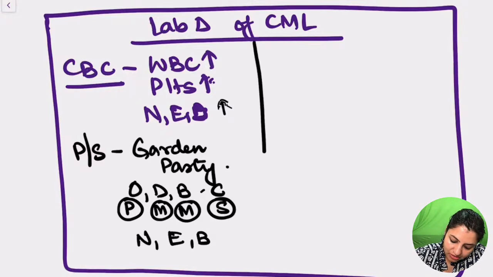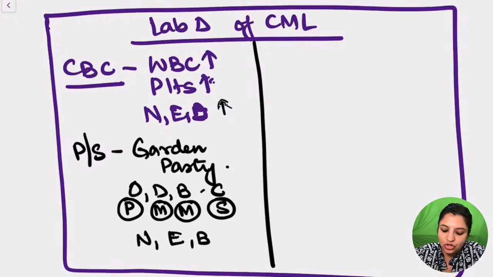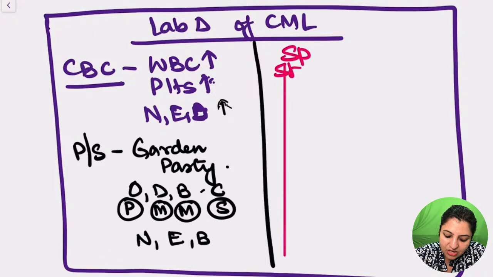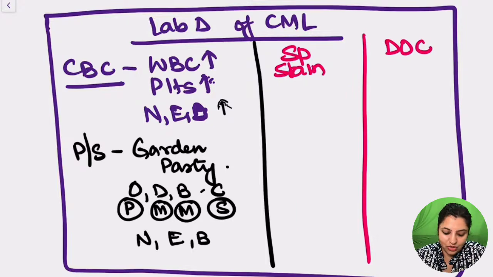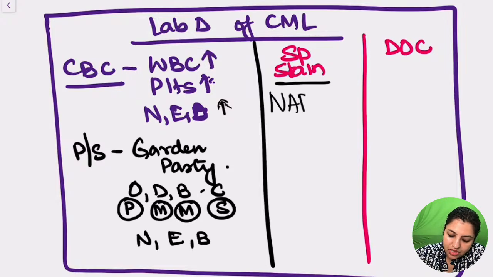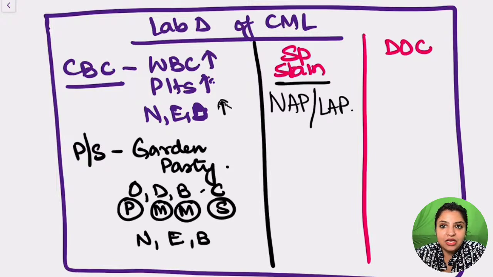Now, once we have done the morphology, as in the last videos, we always discuss the lab diagnosis under 3 headings: CBC and morphology, special stain, if any, and diagnosis of choice. These are the 3 headings under which we should always answer. So what is the special stain here? There is a special stain called NAP, also called LAP: neutrophil alkaline phosphatase or leukocyte alkaline phosphatase.